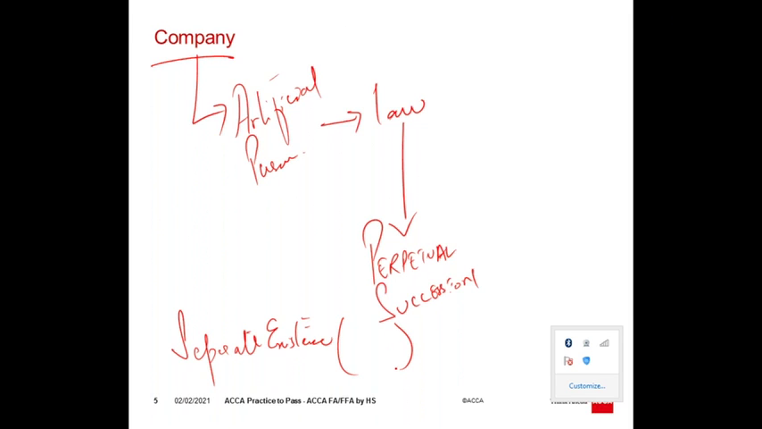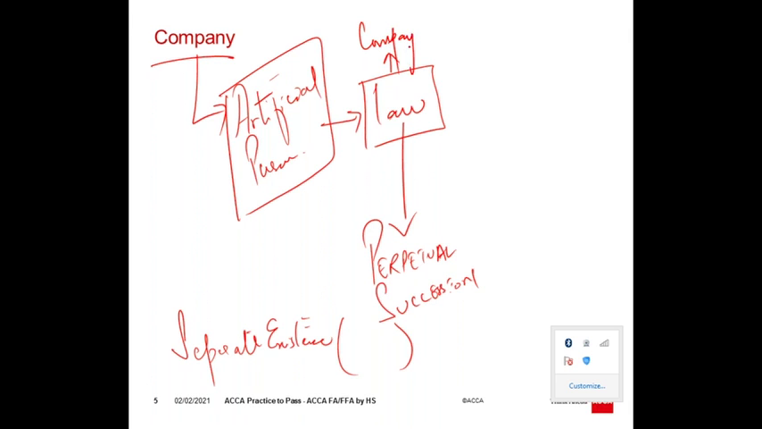We all must know this, that the company is an artificial person. Artificial person means company is itself a person in the eyes of law. Company can buy its property on its own name. Company has to pay its own income tax. Company can open its own bank account. Company can do anything which a normal person can do. And company will always be created through a law. And that law is called company law, which you people are going to study in paper LW, F4 exam.